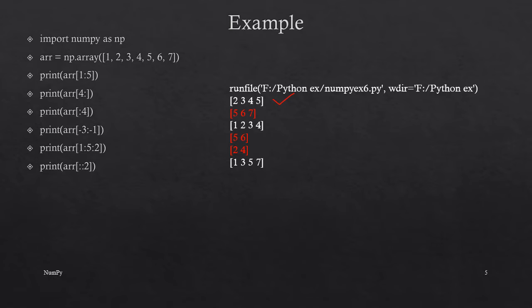See the next print statement where the end index is skipped. So all the elements from index location 4 will be part of the slice. So the result is 5, 6, 7.